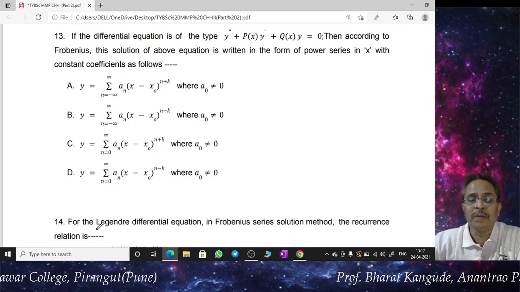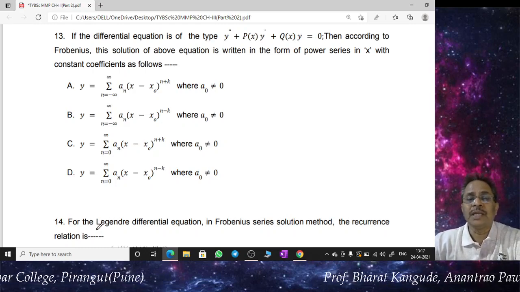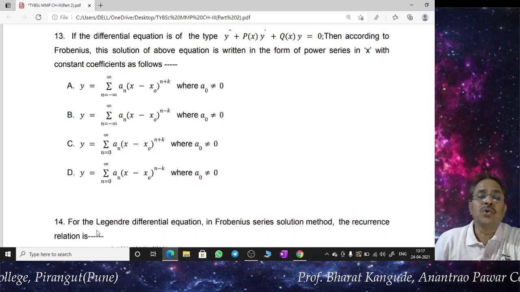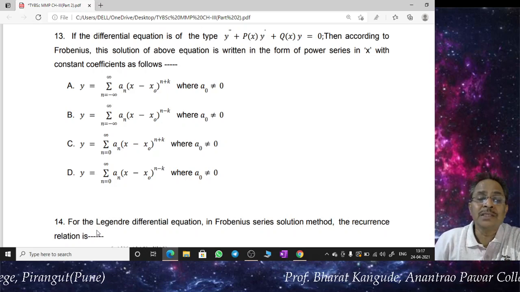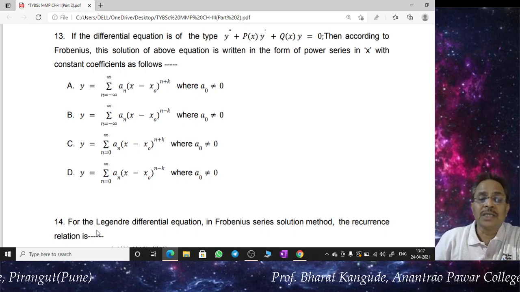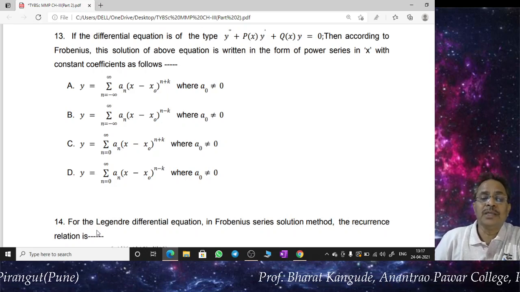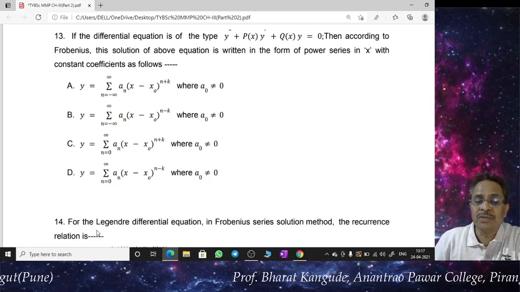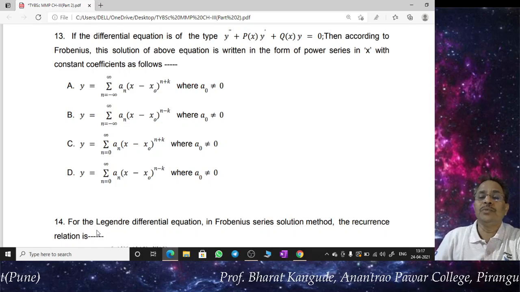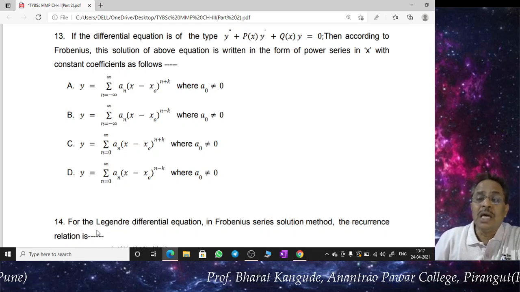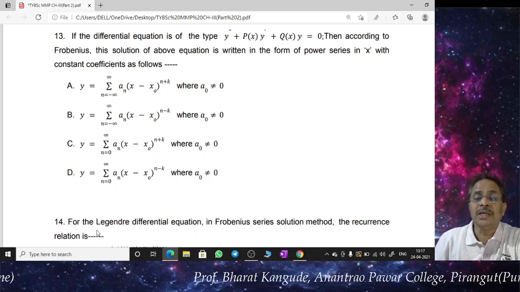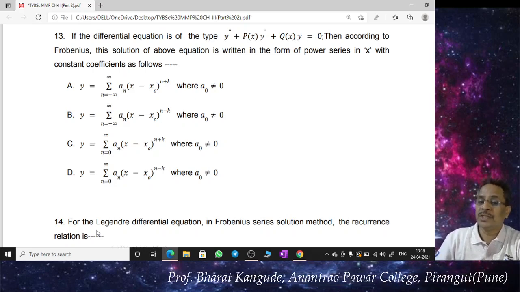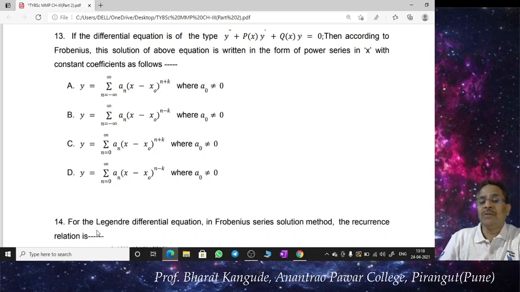We have to just remember which power series will represent the correct solution of the given differential equation here. Option A is y equal to summation over n equal to minus infinity to plus infinity of a_n times (x minus x0) raised to n plus k, where this x0 is called the singular point or ordinary point of this given differential equation. Almost in every case, the condition a0 should not be equal to 0. That means this first coefficient of this power series must not be 0, otherwise this y will be equal to 0.